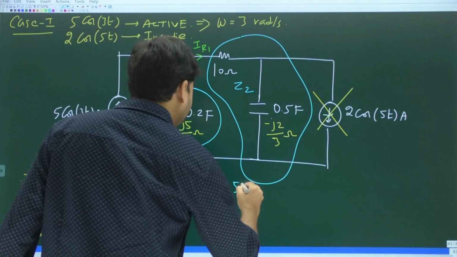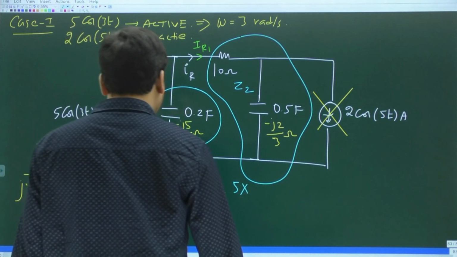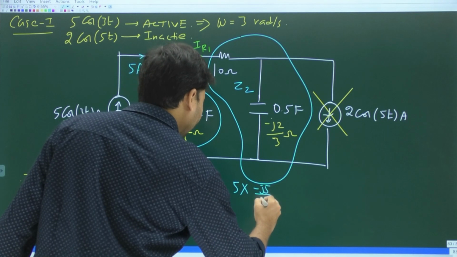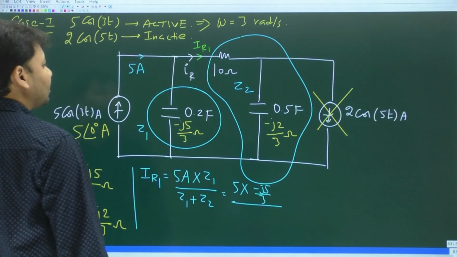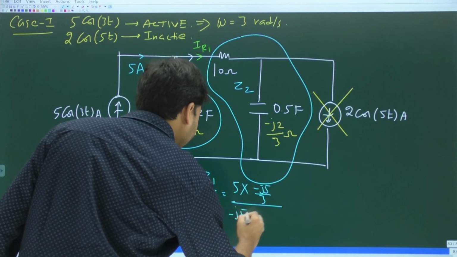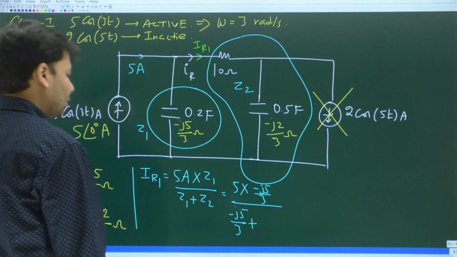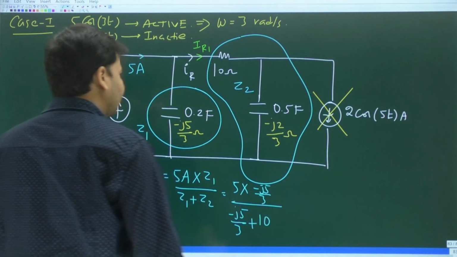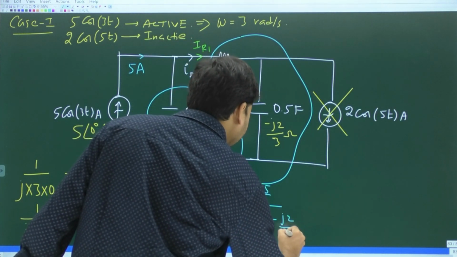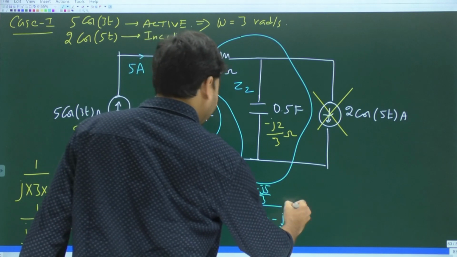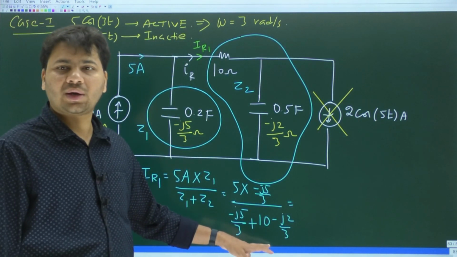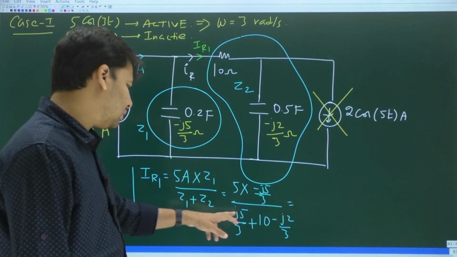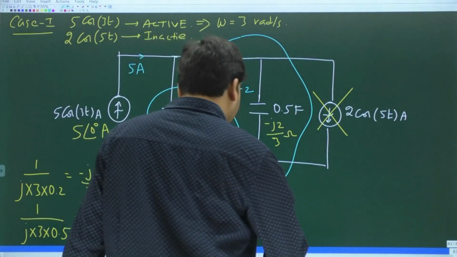That's all. So will it not be 5 times Z1? Z1 is minus j 5 by 3, upon Z1 plus Z2. Again Z1 is minus j 5 by 3 plus Z2. Z2 is the series combination of these two, just add the two impedances, 10 and then minus j 2 by 3. So in the denominator, the LCM is 3. If you take LCM, I think you will get minus j7 plus 30. 3 and 3 will get cancelled.